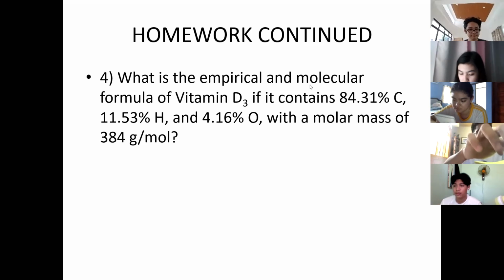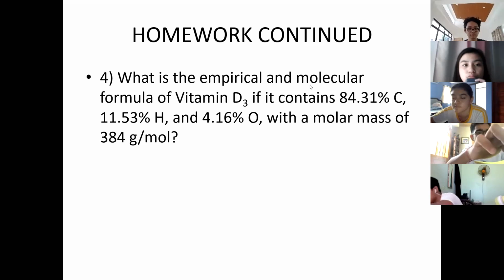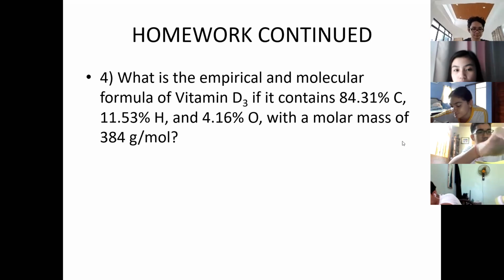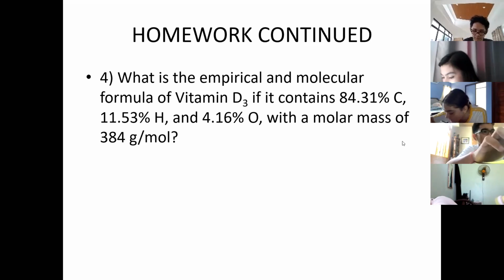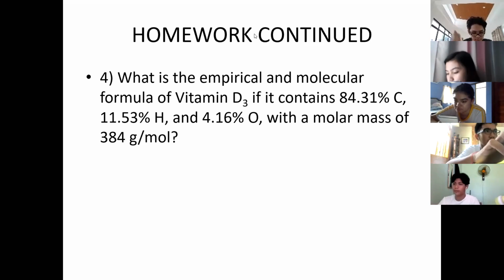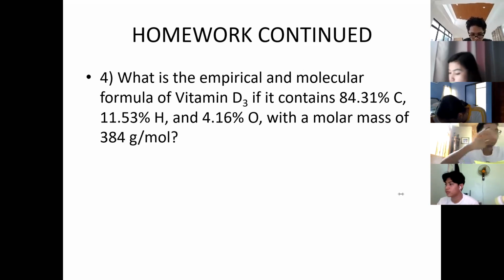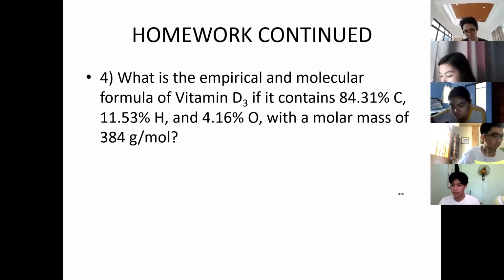Sir, is it possible to have a big subscript? Yes. I think Vince is now trying to type his answers. Take note, your answers should be two: empirical and molecular formula.